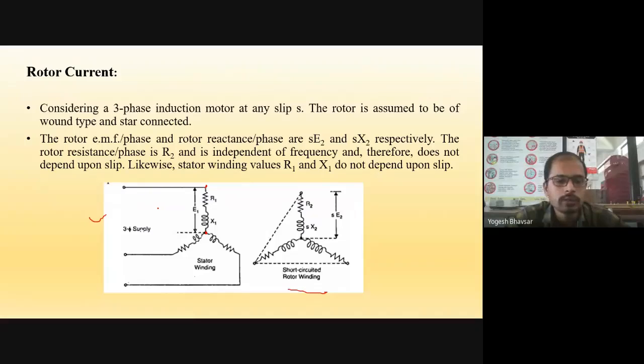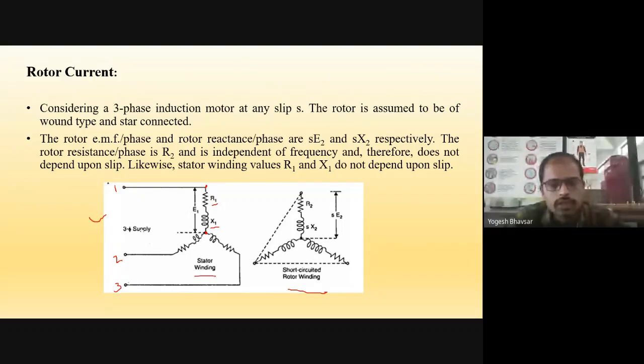Now, as there will be a winding, it will have reactance and resistance. For every conductor, there will be a resistance. So mark it as R1 and X1. R1 and X1 are the resistance and reactance for phase 1. Suppose this is phase 1, phase 2 and phase 3, or we can say R, Y, B. So R1 and X1 are the resistance and reactance, and the voltage across this phase will be E1.